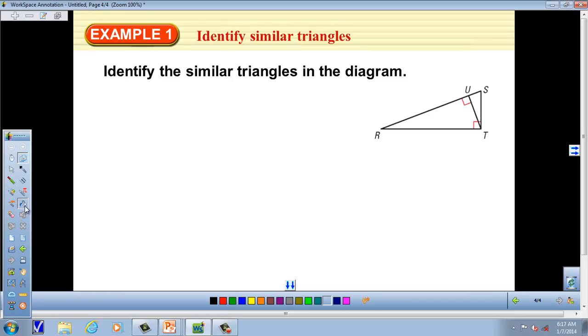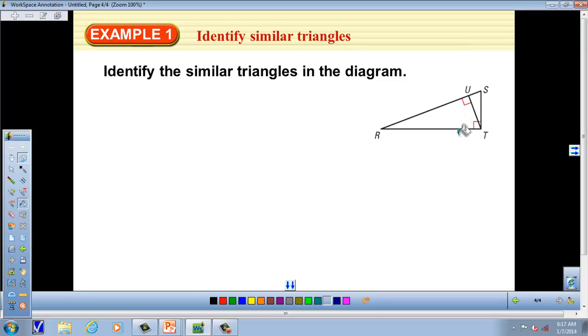Let me see if this works. There's that triangle right there. There's that triangle right there. And there's the whole triangle, which is both of those together. Okay?